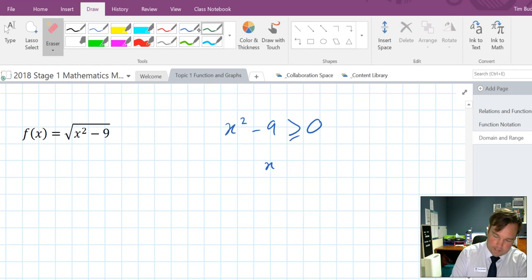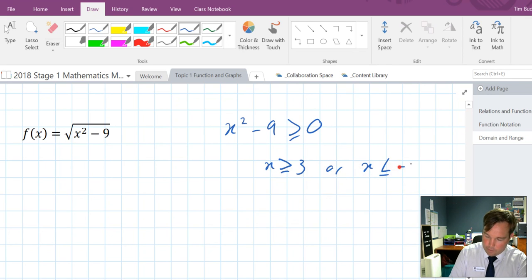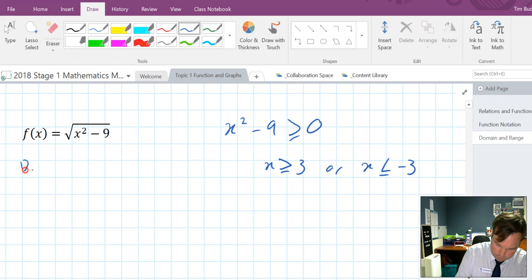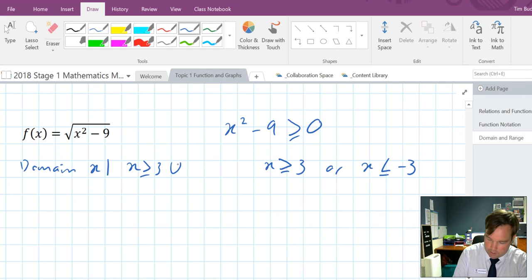What we're after here is that x is either greater than or equal to 3, or x is less than or equal to minus 3. Why does less than or equal to minus 3 work? Well, if you think about it, if you substitute x equals minus 4 in there, minus 4 squared is going to come out as positive 16. Positive 16 take 9 is positive, so that works. So here we would say that the domain is x such that x is greater than or equal to 3, or, you can write or do intersection, x is less than or equal to minus 3.